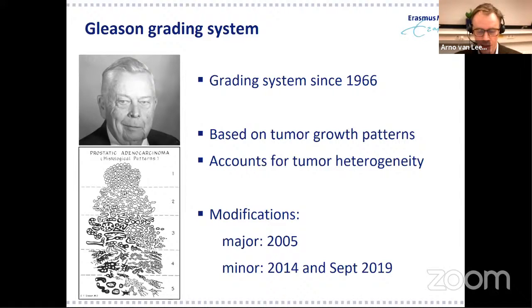The Gleason grading system was originally developed in the 1960s, but has since then undergone several modifications. The most important modification was the one in 2005. A second minor modification took place in 2014, and the latest modification dates from September 2019.